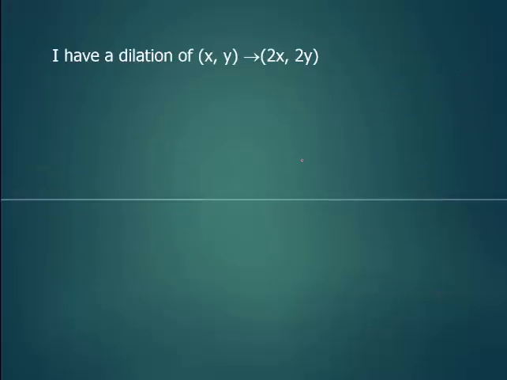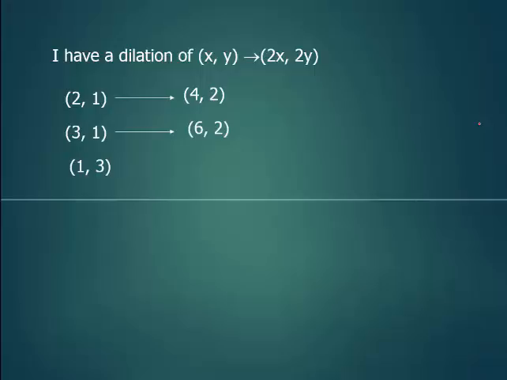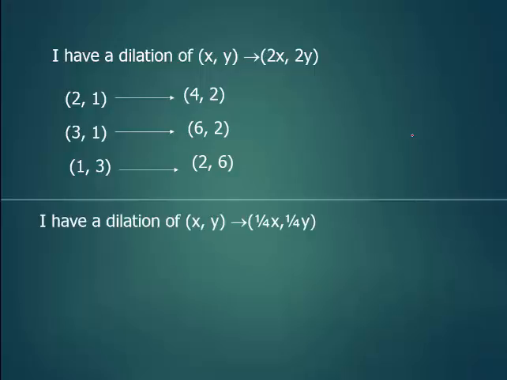All right. I want to copy this down in your notes. Dilate these 3 points by a scale factor of 2. What would (2, 1) become? (4, 2). What would (3, 1) become? (6, 2). And what would (1, 3) become? (2, 6). Copy that down.